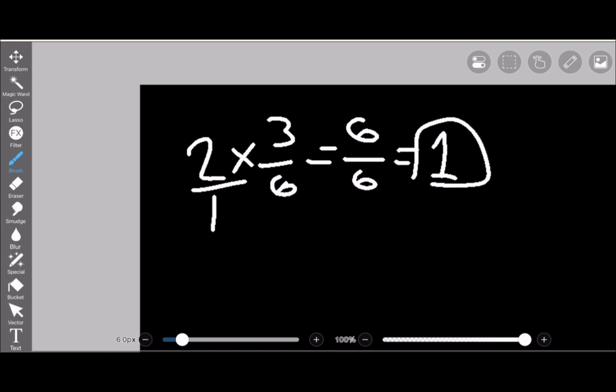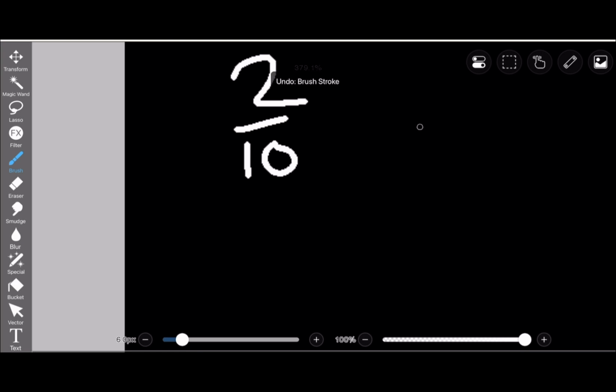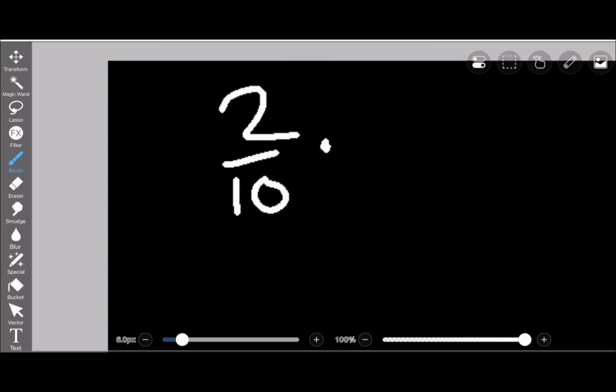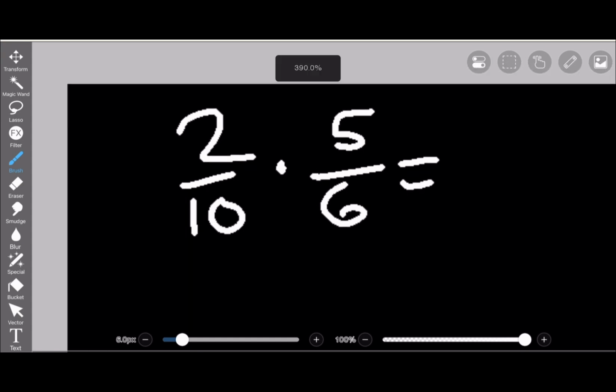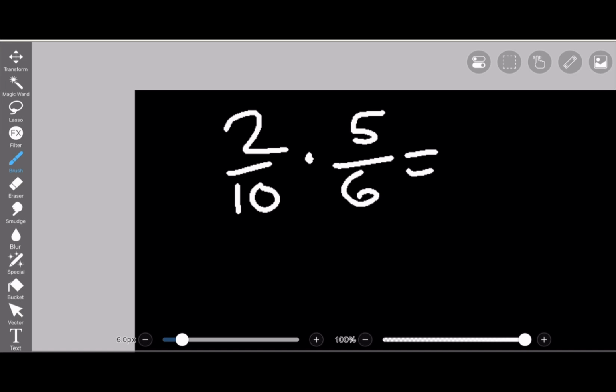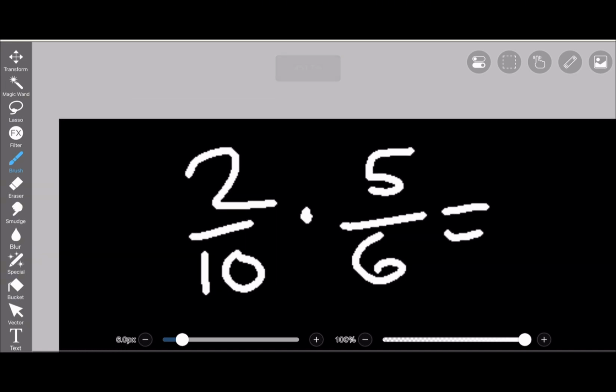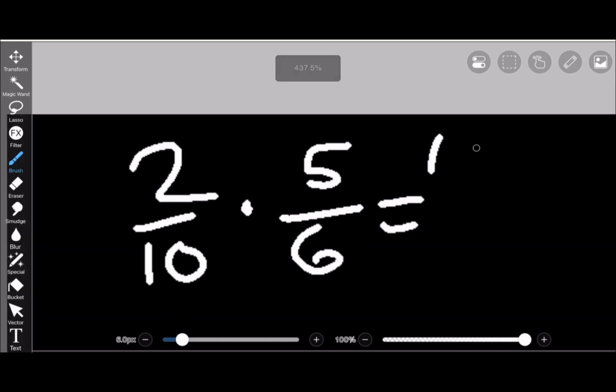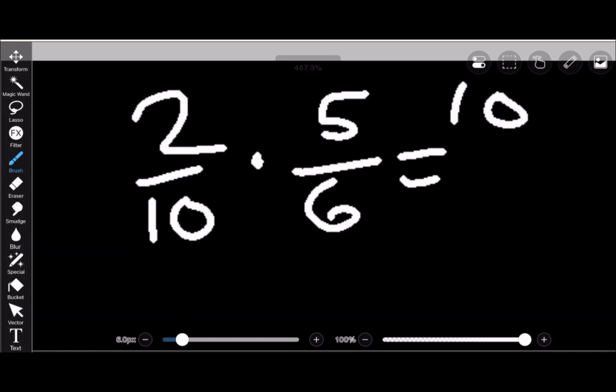Let's do another problem, which could be more challenging. Another problem we could do is 2 out of 10. Sorry, let me write that. 2 tenths times 5/6. Now this could be a little bit challenging too, but if we remember what we discussed earlier, we just look at the top and focus on the numerators, 2 times 5, which equals 10, and 10 times 6, which equals 60.